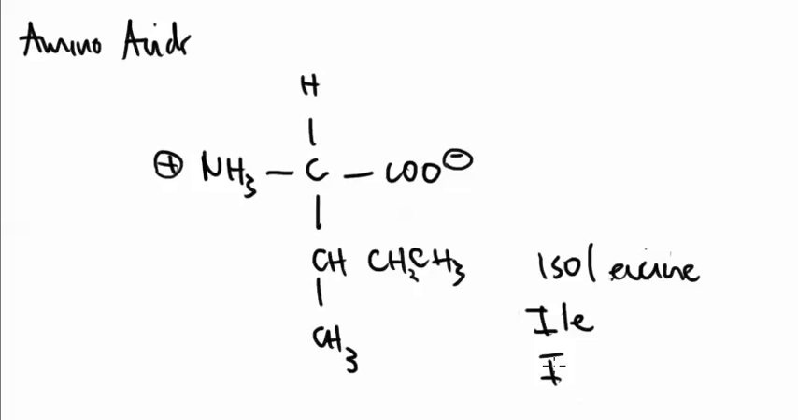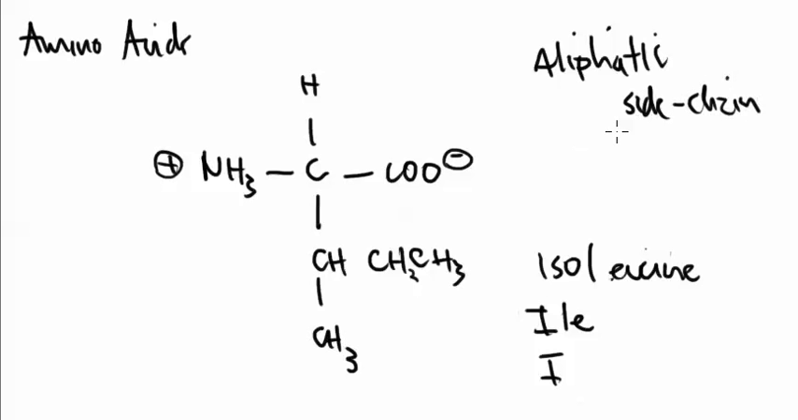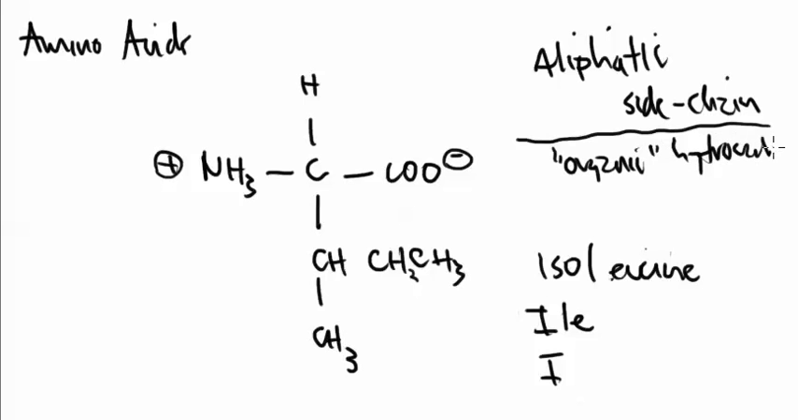That takes care of the family that we call aliphatics. Aliphatic side chain. If you notice, all of the aliphatic side chains are kind of organic in nature. They were just hydrocarbons. Nothing really special about them at all. They were just carbons and hydrogens for the most part.